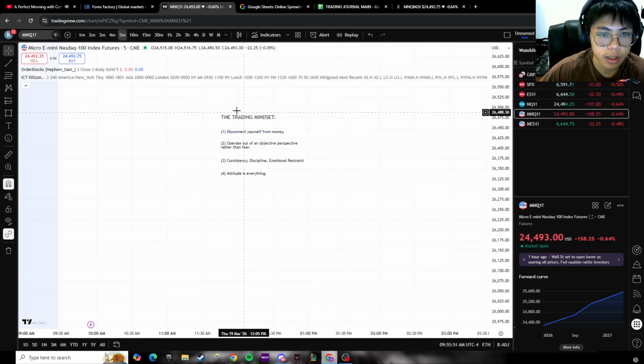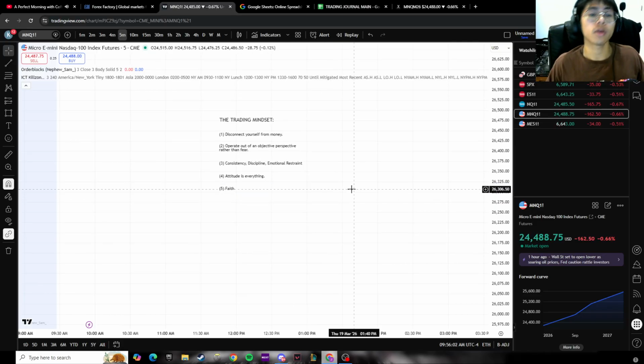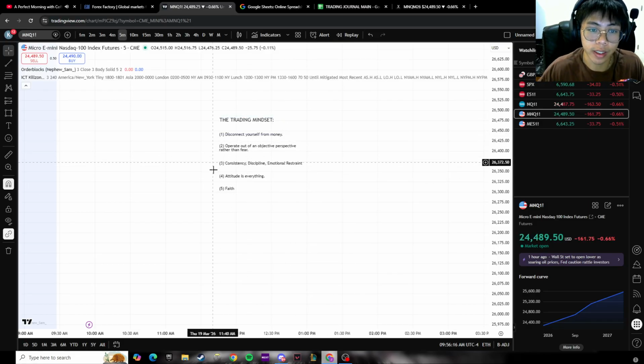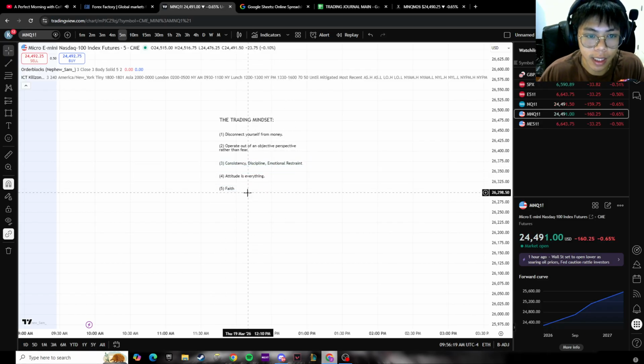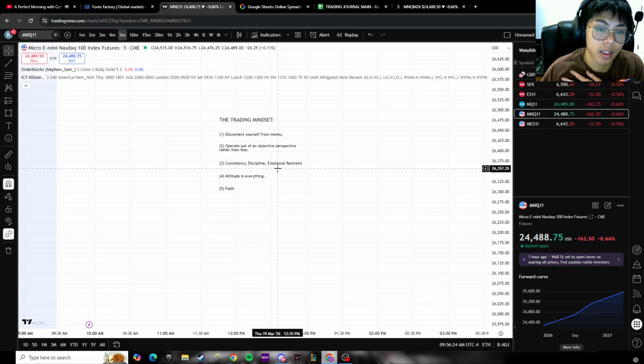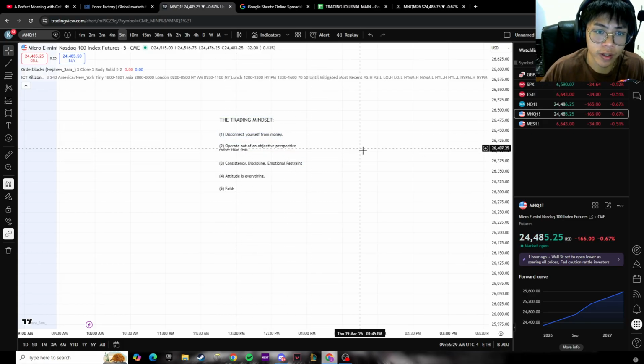I'm gonna do faith as the last one. The consistent, successful traders, they have faith. They have faith in themselves. They have faith in the work that they put in, so that's how they are able to remain consistent. They have faith, so they're able to keep a positive attitude. They're able to remain consistent, disciplined, and they'll have emotional restraint. They're able to operate out of an objective perspective rather than fear because they have faith.